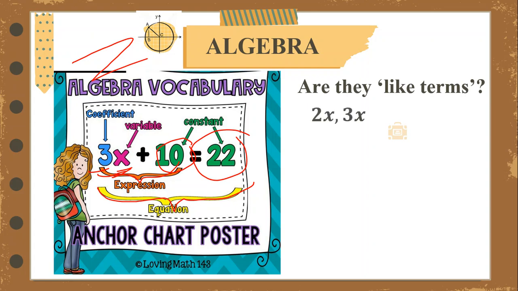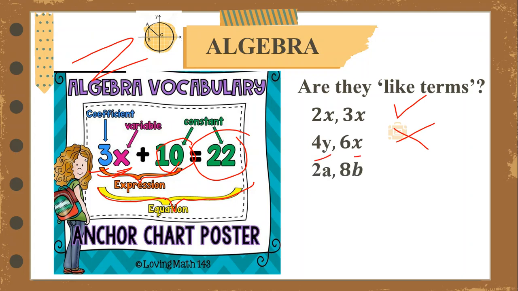So next, 2x and 3x. 2x and 3x are like terms because they have the same variable, which is x. You can only say they are like terms if they have the same variables. Next, 4y and 6x, are they like terms? Okay, good. They are unlike terms because they have different variables. One is x, one is y.